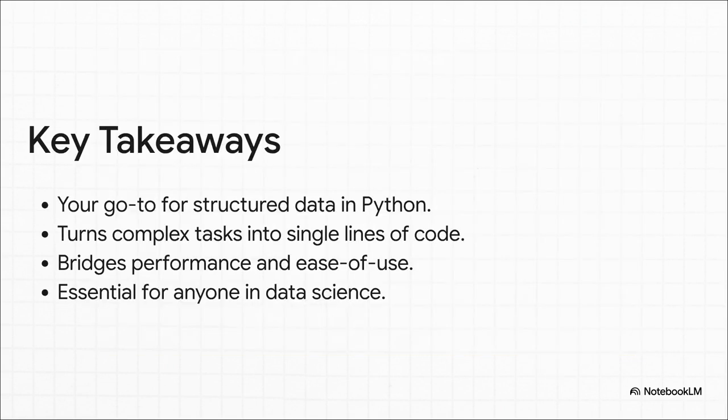Okay, so as we wrap up, let's hit the key takeaways. If you're working with structured table-like data in Python, Pandas is your go-to. It's the thing that turns ridiculously complex tasks into simple single lines of code. It perfectly fills that gap between high-performance computing and just being easy to use. And because of all that, it's absolutely essential if you're getting started in data science.